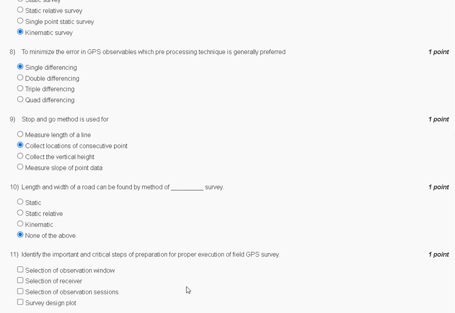Question number 11. Identify the important and critical step of preparation for proper execution of field GPS survey. The correct answer is option number A, selection of observation window, and option number C, selection of observation session, and option number D, survey design plot.